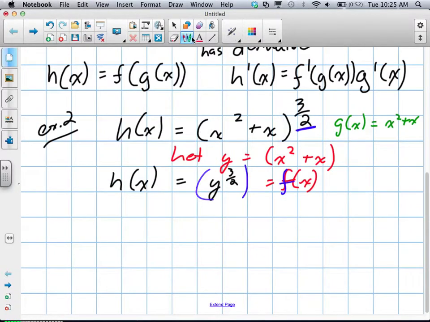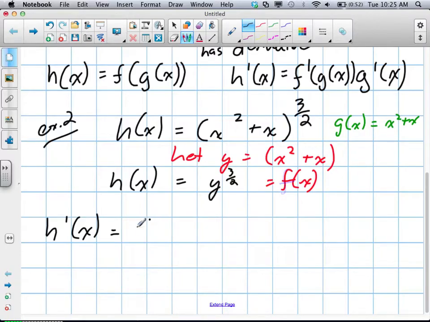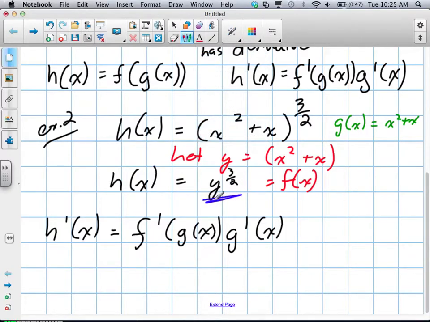So according to our chain rule, what we need to do to solve this for h prime x is take the derivative of the original outside function, f at x, with the g at x inside, multiplied by g prime x. So remember, our function y to the power of 3 over 2 is our original f at x. So I'm actually just going to derive that to start, because y, we've set equal to our g at x right now.